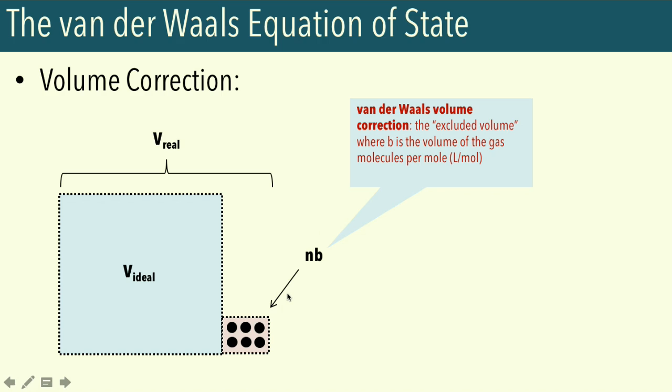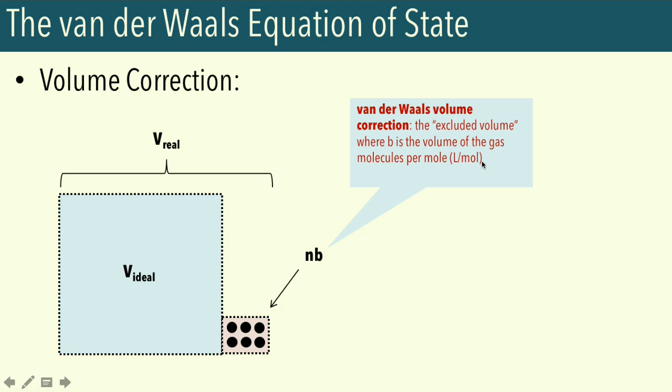Okay, so this takes into account the so-called excluded volume of the gas molecules. B is our van der Waals constant. This is unique for each gas and it's related to the size of our gas molecules. So this is in terms of volume of the gas molecules per mole. So B is in terms of liters per mole.